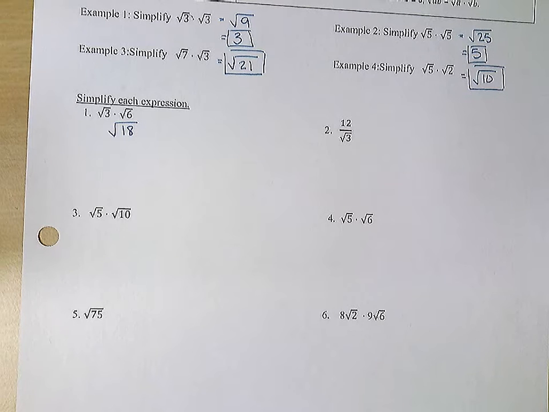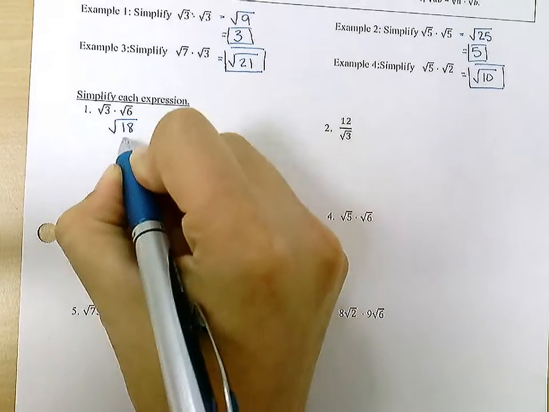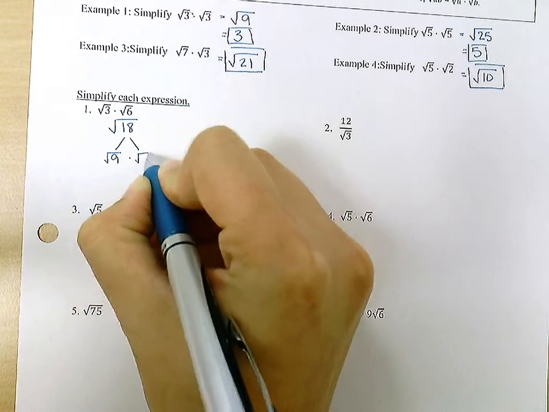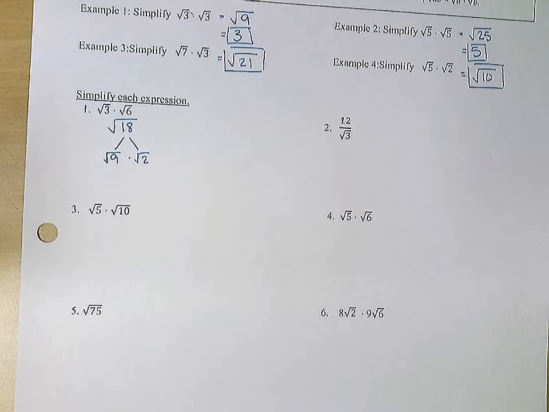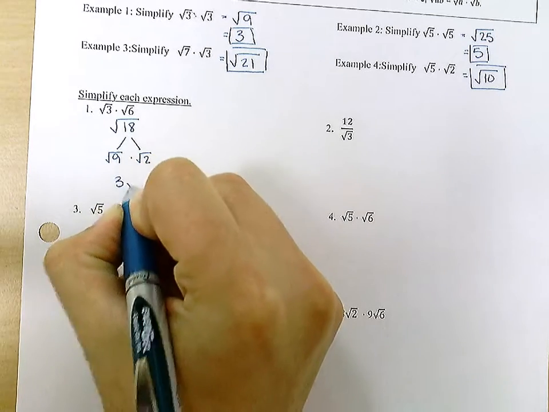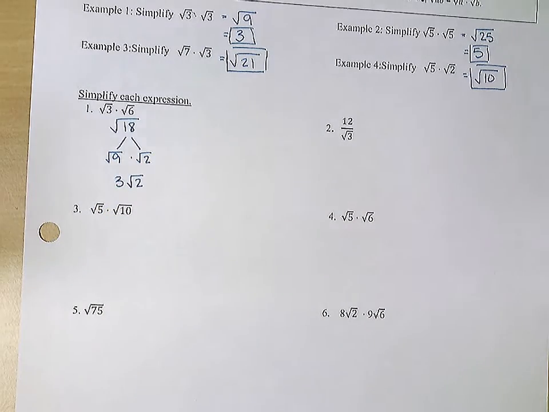So I want to see what numbers multiply into 18. What's an easy number that multiplies into 18? Yep. 9 and 2. So I'm going to split this into the square root of 9 times the square root of 2. Because I can take the square root of 9. Right? So what is the square root of 9? 3. Okay, I can't take the square root of 2, so I just leave it like that. That is my simplified answer.